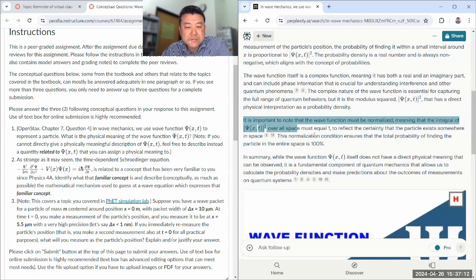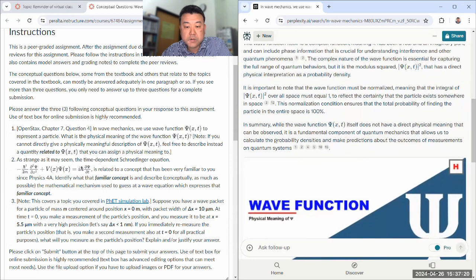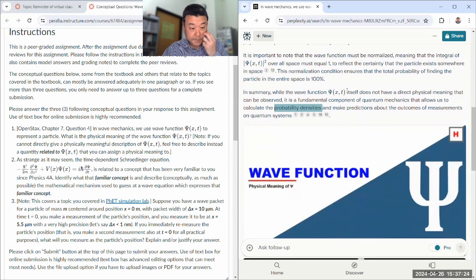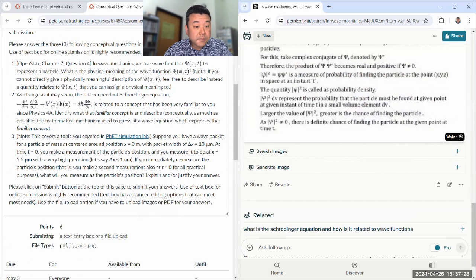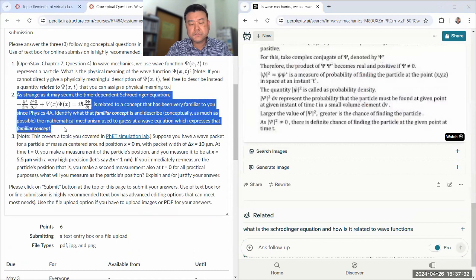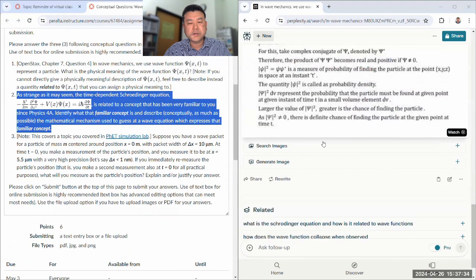Normalization. This kind of seems extraneous, but I mean, sounds good. The wave function does not have a direct physical meaning, but the absolute value squared does represent the probability density. Good. Good answer. All right. This I feel like ChatGPT answered correctly.